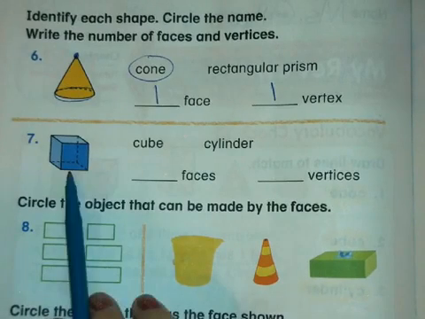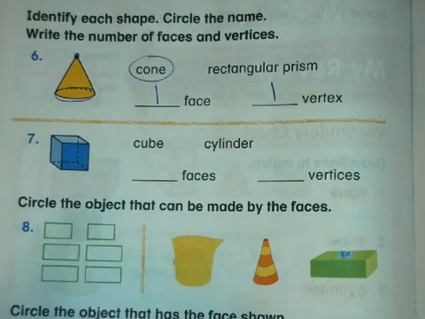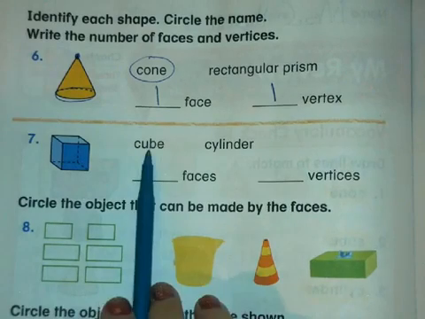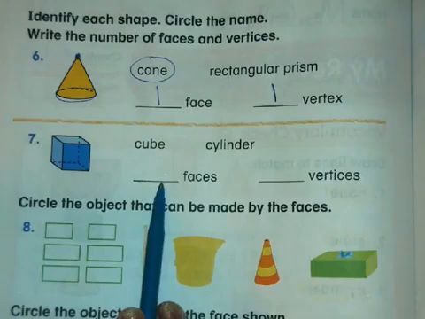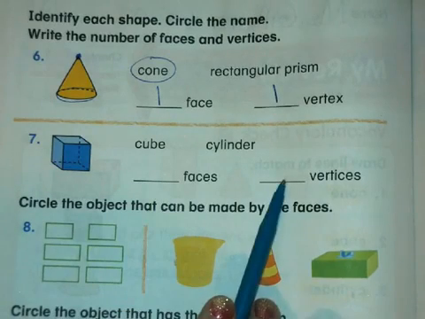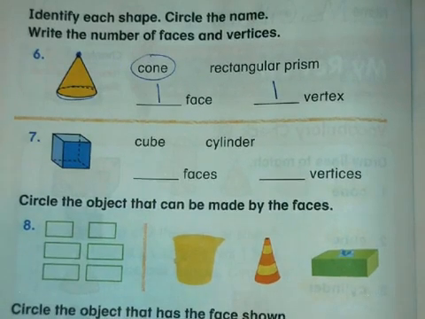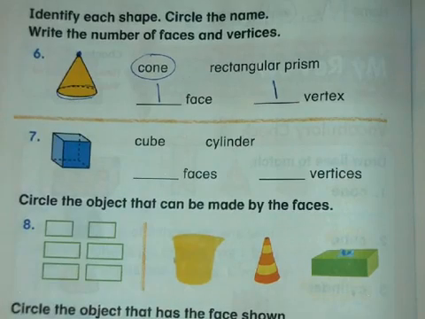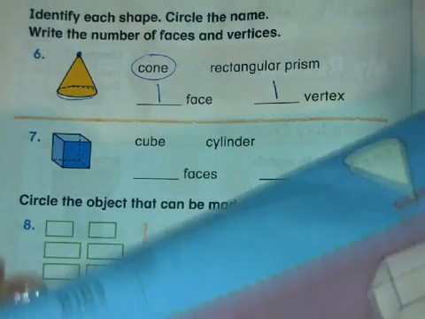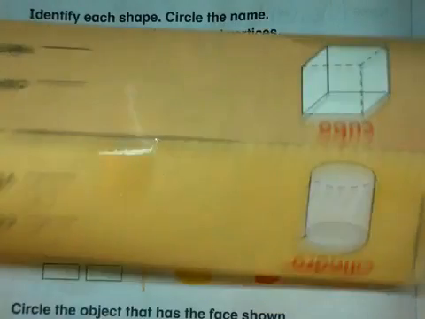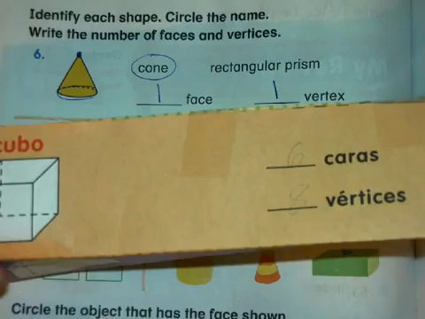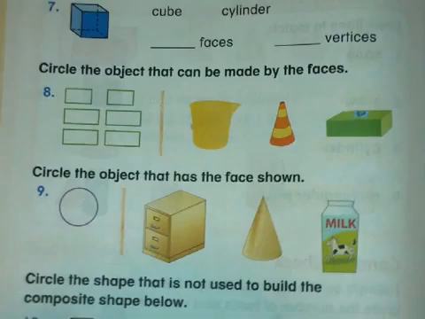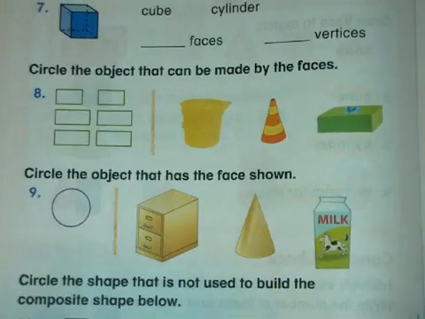Okay, number 7. You're going to do this one on your own. I already did the other 2. So is this a cube or a cylinder? And then how many faces? How many vertices? You can look back in the book to help you, or you can look on your foldable to help you, where it says cube. Oh, I already told you what it was. That was an accident.